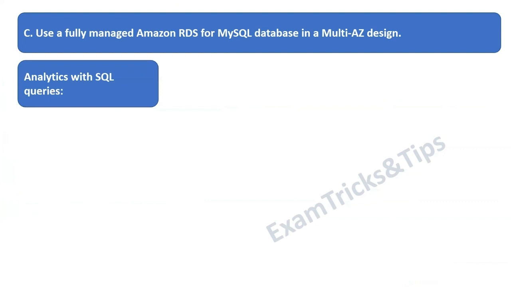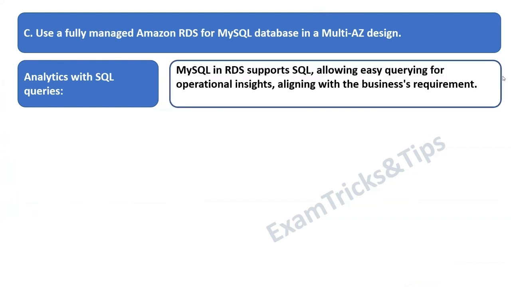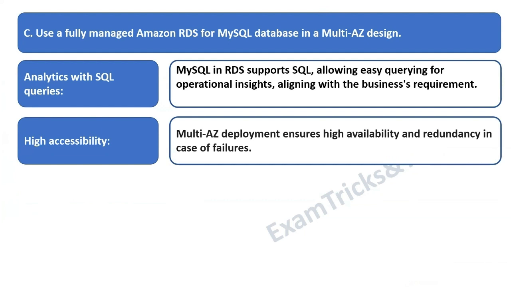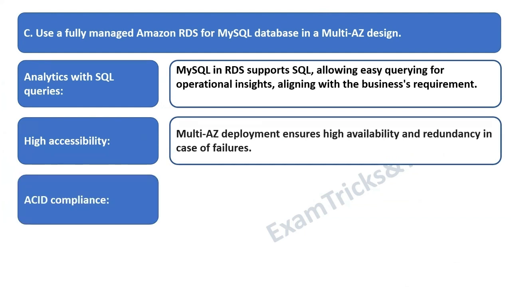So the first one, which is a requirement, is SQL support. MySQL in RDS supports SQL, allowing easy querying for operational insights. It aligns with the business requirement. High availability: this deployment is going to be multi-AZ, which ensures high availability and redundancy in case of failures. ACID compliance: RDS is ACID compliant, so we don't have to worry about that.